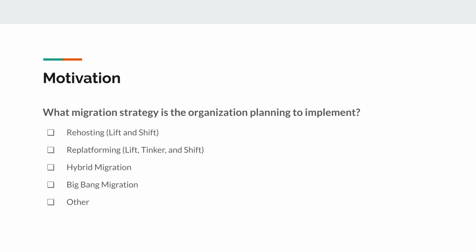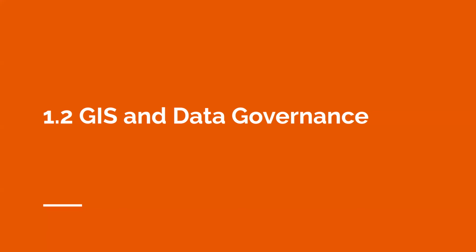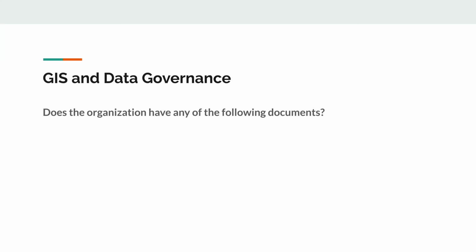There are also other strategies. Certain aspects of their current system might be a simple lift and shift, but then we might have to build in new things, and we might have to do hybrid migrations for certain aspects as well. So it's a mixed bag, but pretty much most people will fit into either the first or second or third option here. All right, GIS and data governance.